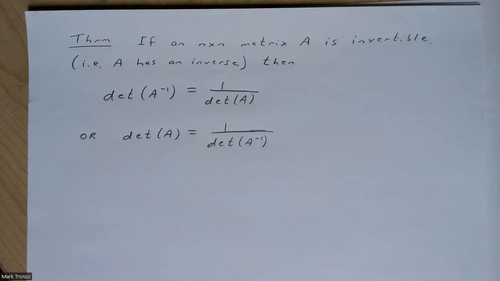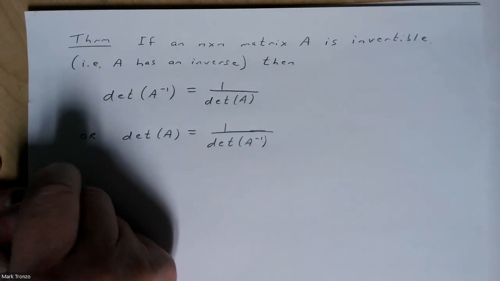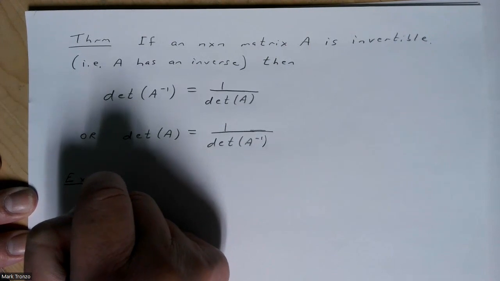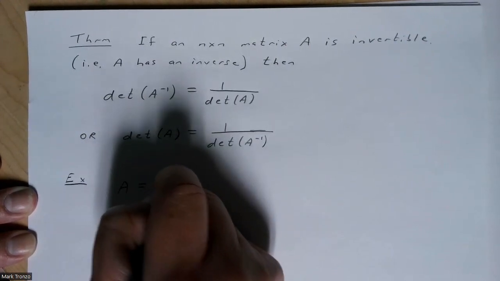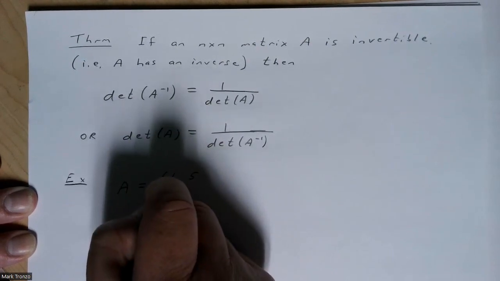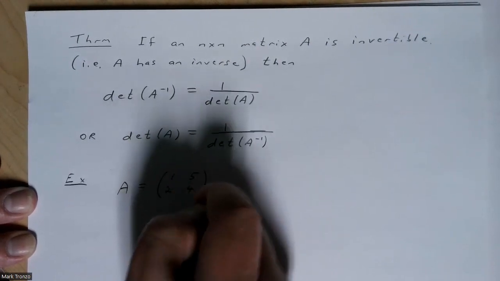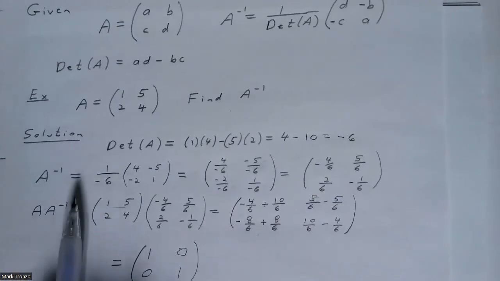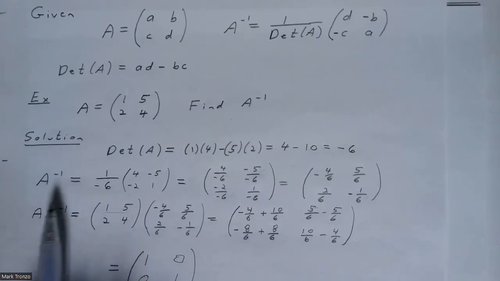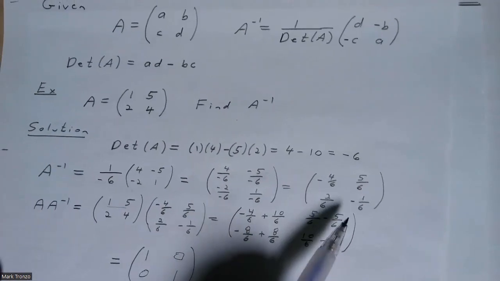And so we can actually verify that by looking at an example we did in a previous video. Let's take a look at this example. Previously, we had a matrix A like this, and we found, again, this was in a previous video, that A inverse was given by this over here.